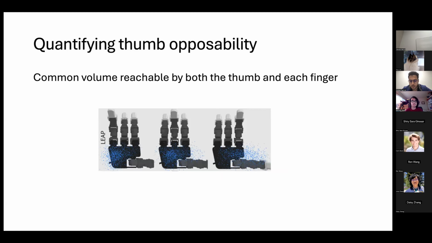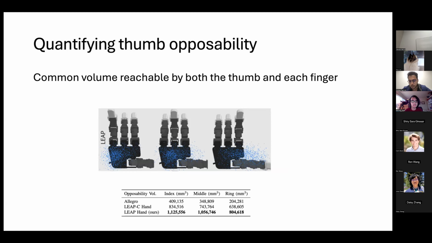So here's a visualization. What you can do is sample points in the workspace of the hand and see if these points are reachable by both the thumb and each finger. Here we have workspaces for the pinky, for the middle finger, and the index finger. And of course, you can compute the volumes of these spaces. The higher the volume, the better, the more use of the thumb you get.